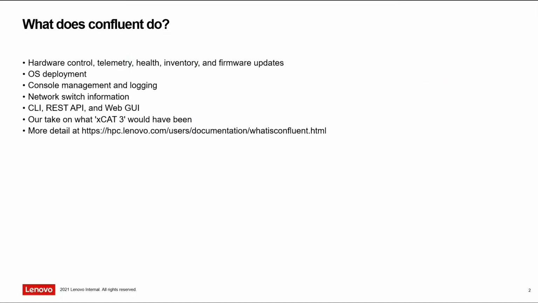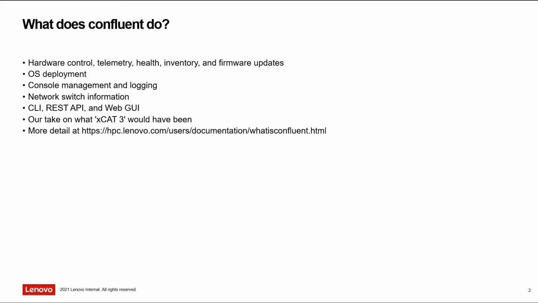So what does Confluent do? It provides hardware control capabilities such as power on and off, set next boot device, operate the identify light, and other operations. It provides access to telemetry data such as power or temperature or other sensor data. It provides health information about whether systems are healthy, and if unhealthy, what is the reason for the unhealthy condition. Inventory data such as serial number, MAC address, drive information, and so forth, as well as performing firmware updates and firmware configuration such as BIOS settings and BMC configuration.